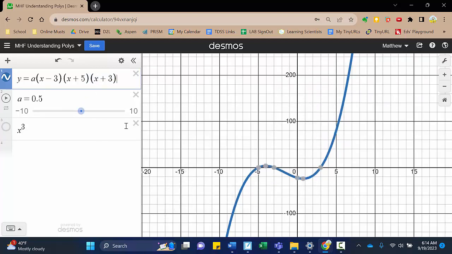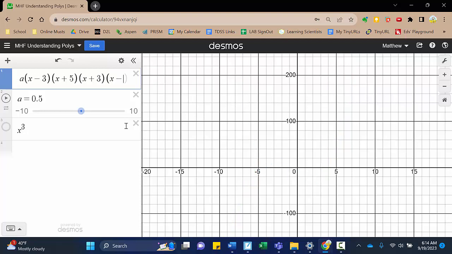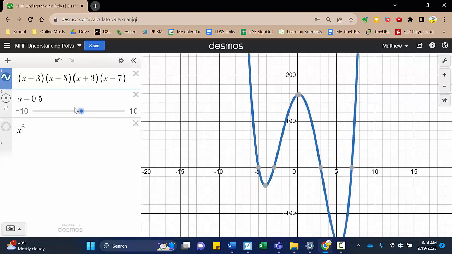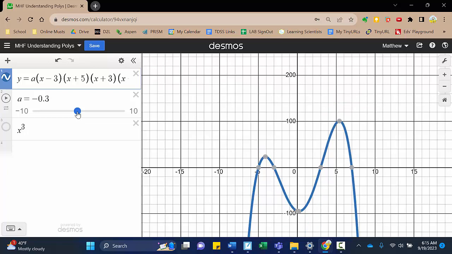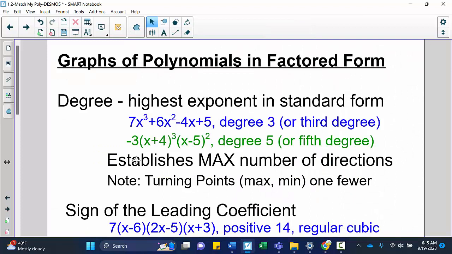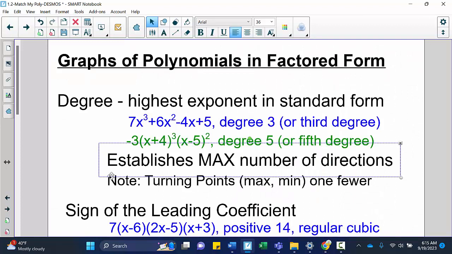If I continue that pattern, we will see a 4th root, 4 zeros, 1, 2, 3, 4, and my graph goes 4 directions. And once again, negative out front just flips it over, but you can start to see we always have that 4 directions. Okay, so the last thing here establishes the degree of the polynomial, establishes the maximum number of directions it can travel.